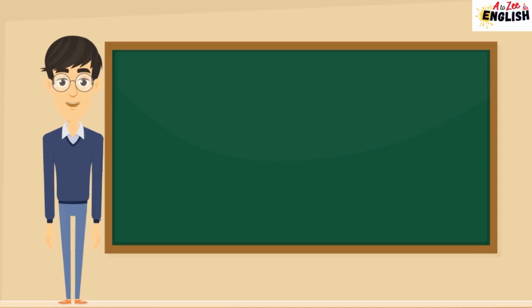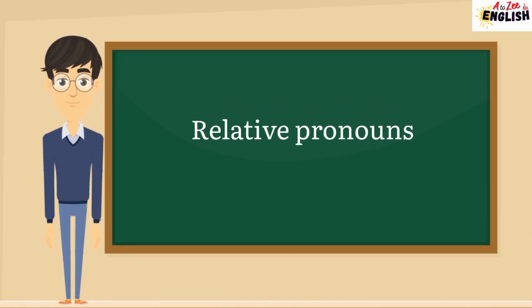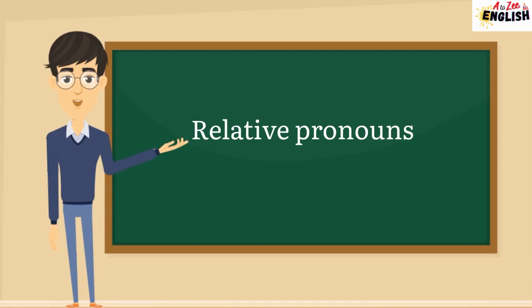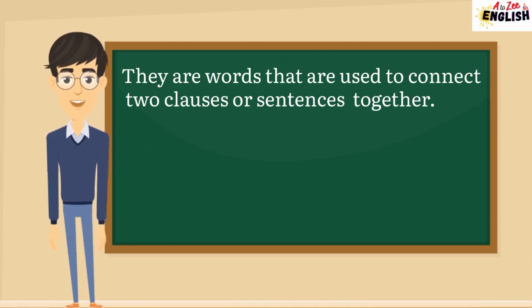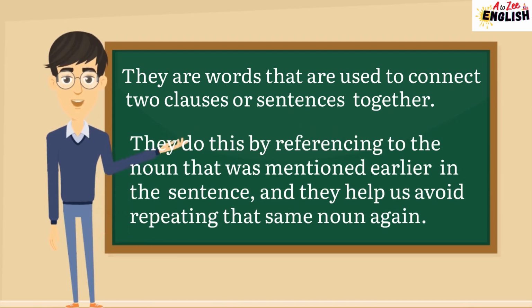In today's video, we are going to talk about one of the most important grammar concepts in English, relative pronouns. So what exactly are relative pronouns? Simply put, they are words that are used to connect two clauses or sentences together. They do this by referring to a noun that was mentioned earlier in the sentence, and they help us avoid repeating that same noun again.